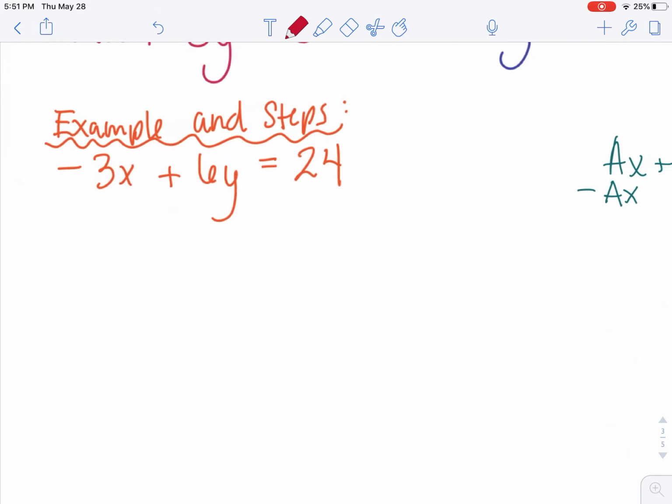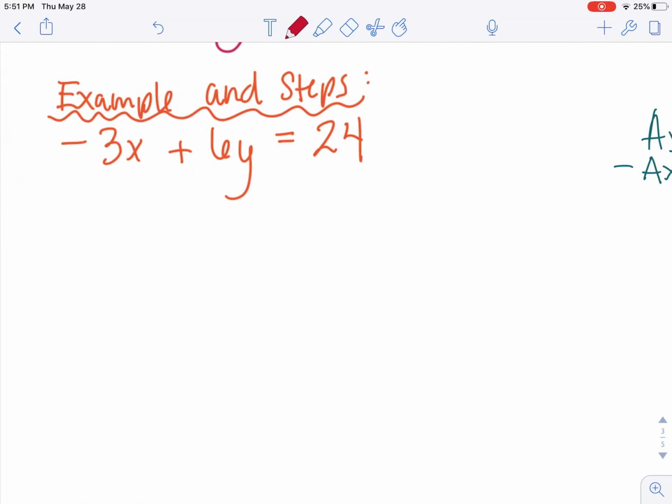Let's look at an example. Here I have negative 3x plus 6y equals 24. This is written in standard form, and the equation might have been made in standard form based off of the real world example.